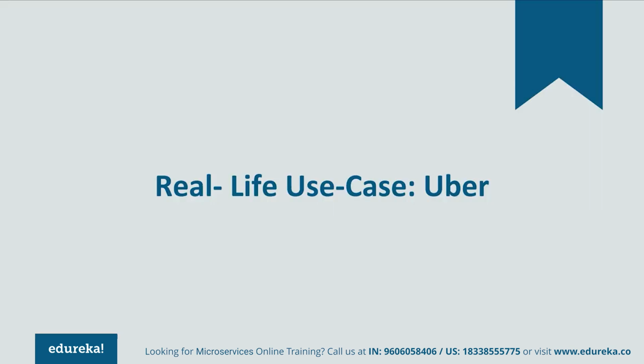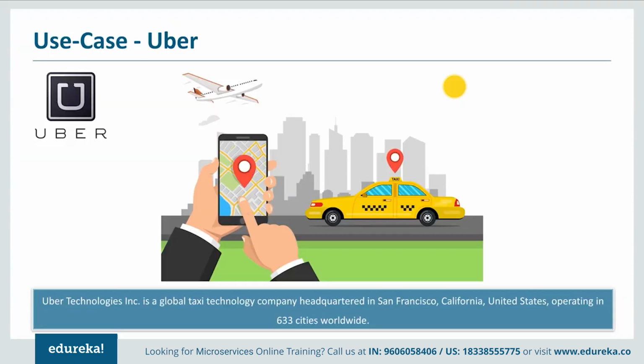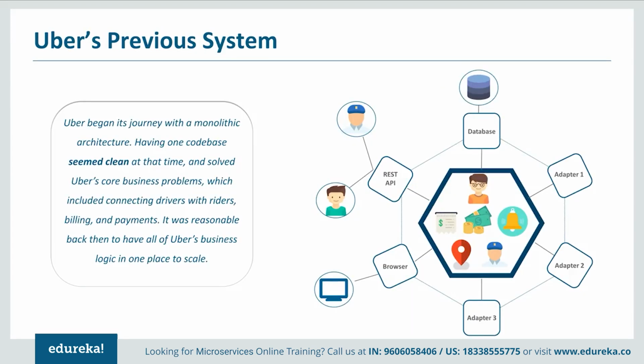Let's look into more of microservices and their implementation by using a real-life use case of Uber. What do you know about Uber? Well, Uber Technologies is a global taxi technology company headquartered in San Francisco, United States, operating in 633 cities worldwide. Like many other startups, Uber also started its journey with a monolithic architecture for a single city. Let's have a look at this architecture.